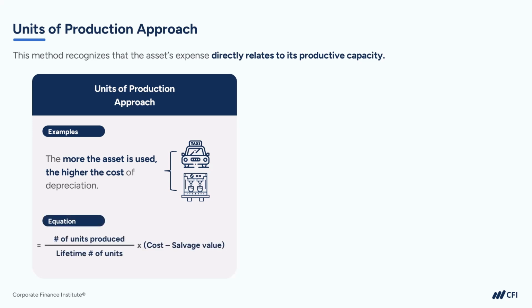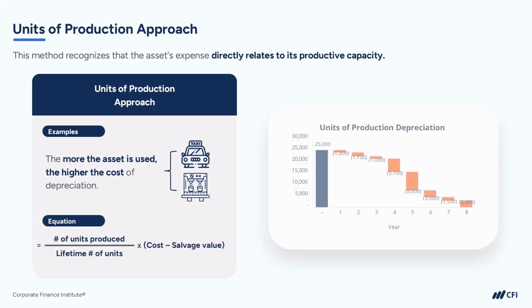Let's use the same example we've seen already with an asset costing 25,000, 0 scrap value, and an 8-year life. However, for this method, we also need some additional information. Let's also assume this piece of equipment will produce 50,000 widgets over its useful life and is expected to produce 2,000 units in the first year of use.